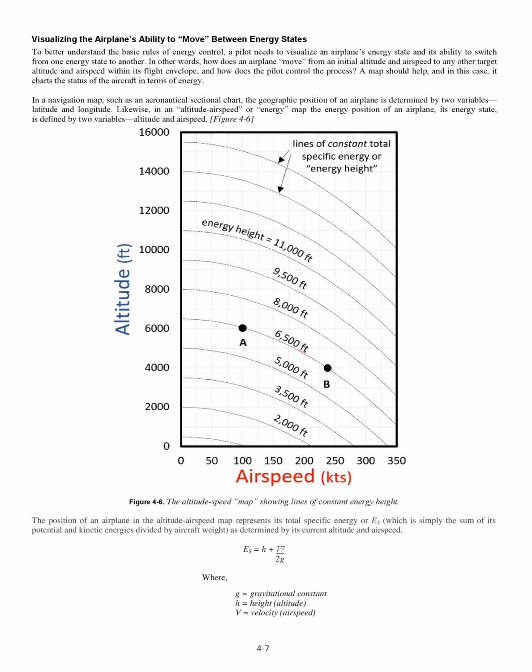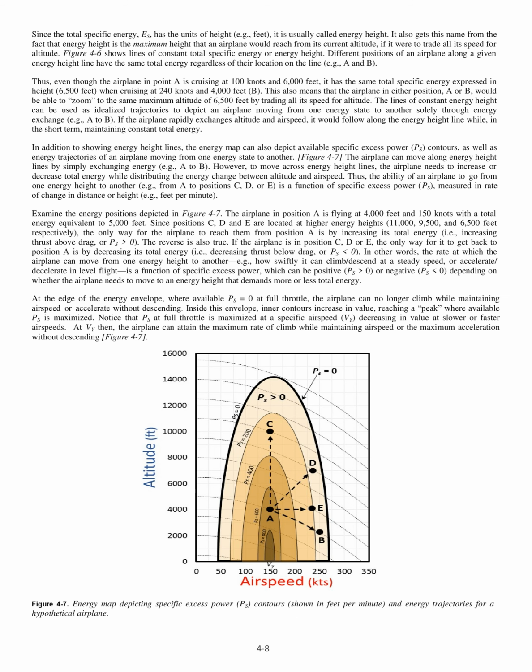Where g equals gravitational constant, h equals height, altitude, v equals velocity, airspeed. Since the total specific energy, S, has the units of height, for example, feet, it is usually called energy height. It also gets this name from the fact that energy height is the maximum height that an airplane would reach from its current altitude, if it were to trade all its speed for altitude.